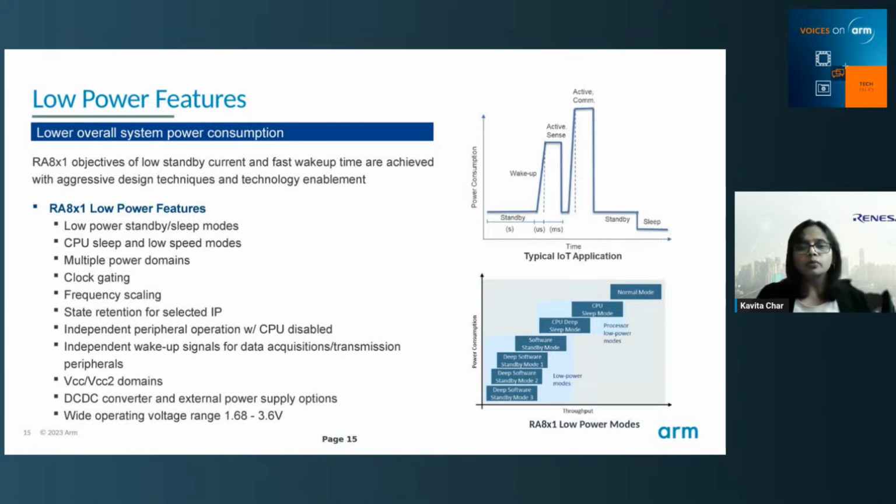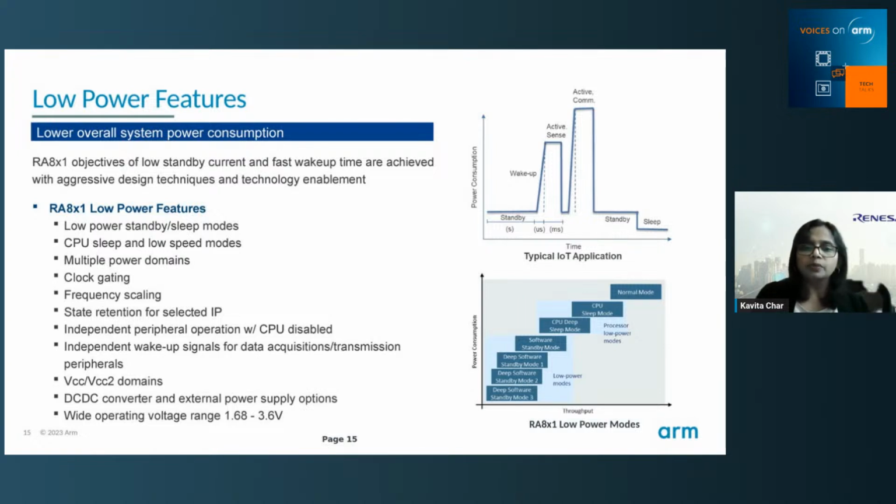So we've talked a lot about high performance and these compute-intensive tasks and so on. But one of the key concerns for IoT applications is also low power consumption. Renesas achieves lower power consumption with a combination of aggressive design techniques as well as technology enablement. We have built in a lot of features on the RA8 series devices that allow you the flexibility to get the best power profile for your use case.